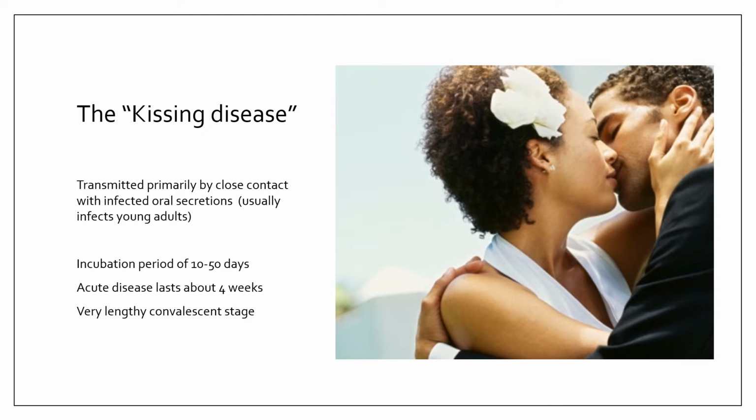Infectious mononucleosis is affectionately called the kissing disease because it is spread through saliva. It is transmitted primarily by close contact with infected oral secretions, and it's usually young adults that experience infectious mononucleosis. The incubation period can range anywhere between 10 and 50 days, and usually the acute disease lasts for about 4 weeks. But like I said in the previous slide, the convalescent stage can last months to years.